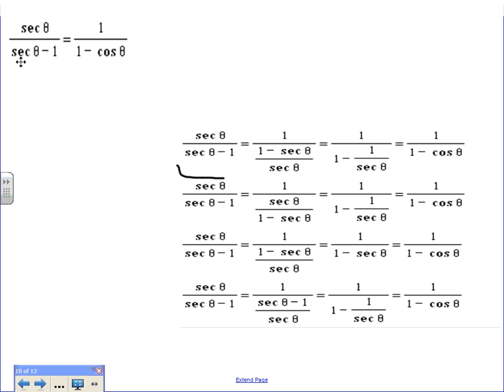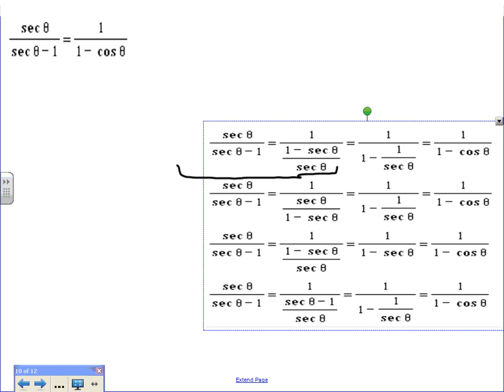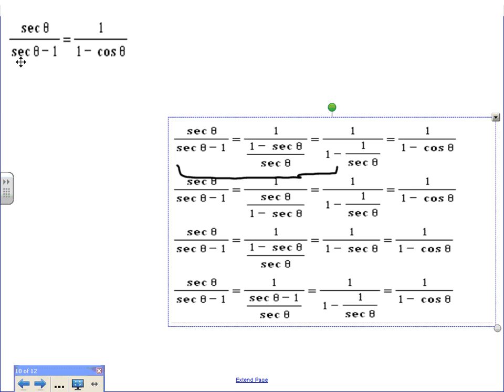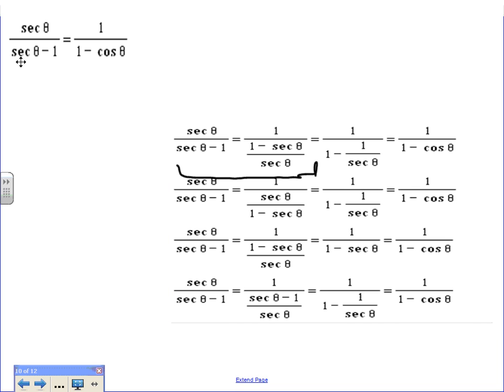Notice here, their first step is writing a 1 on the top each time. What they're using here is called a reciprocal strategy. Let me show you a really simple version of this. If I have a fraction like 2/3, 2/3 could be written as 1 over the reciprocal. So this could be written as 1 over 3/2.